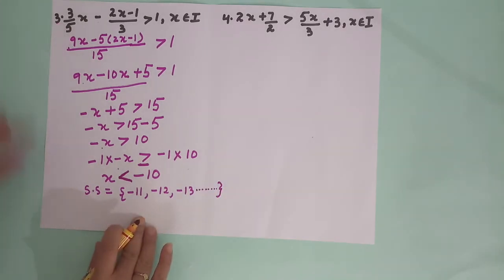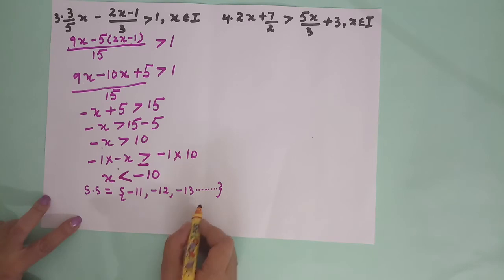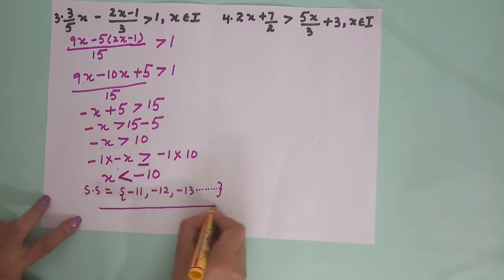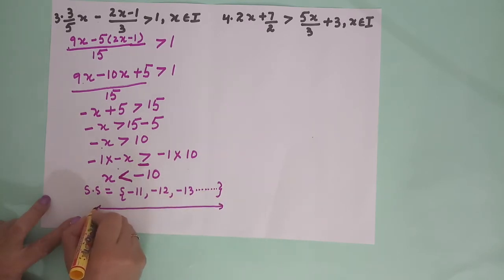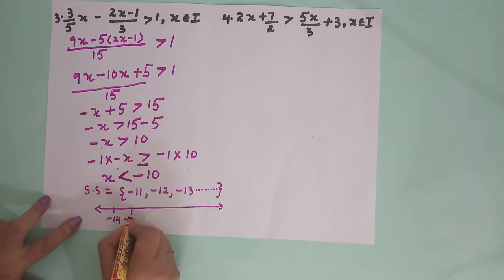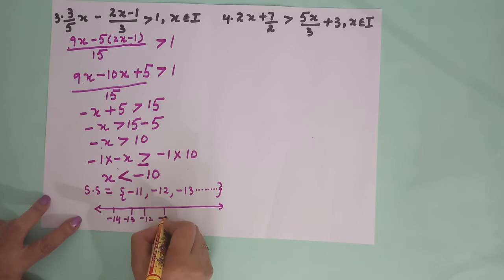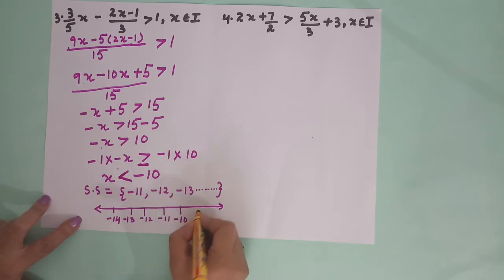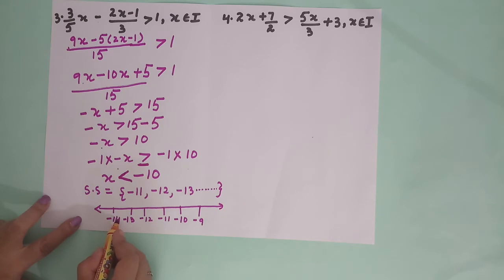Now the point is, how do I represent this on a number line? I will draw a straight line with arrows on both the sides. So -14, -13, -12, -11, -10, sorry, and -9. Now from this side, it's going to go infinitely.